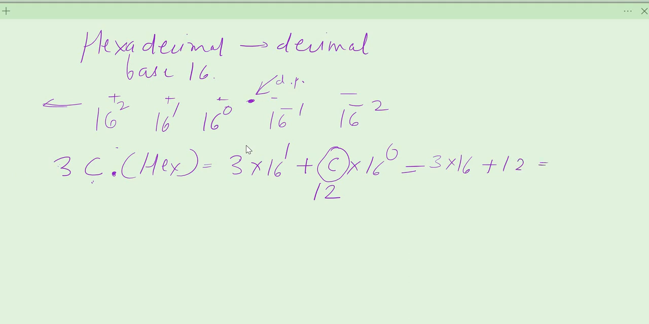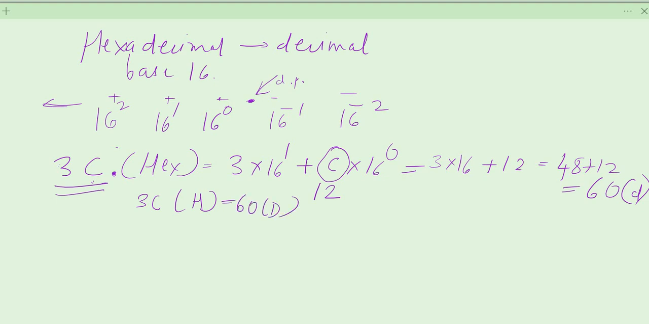So let's calculate this using the calculator. This is 48 plus 12. So it comes out to be 60 in decimal. So 3C in hex is equal to 60 decimal. Let's have one more example.